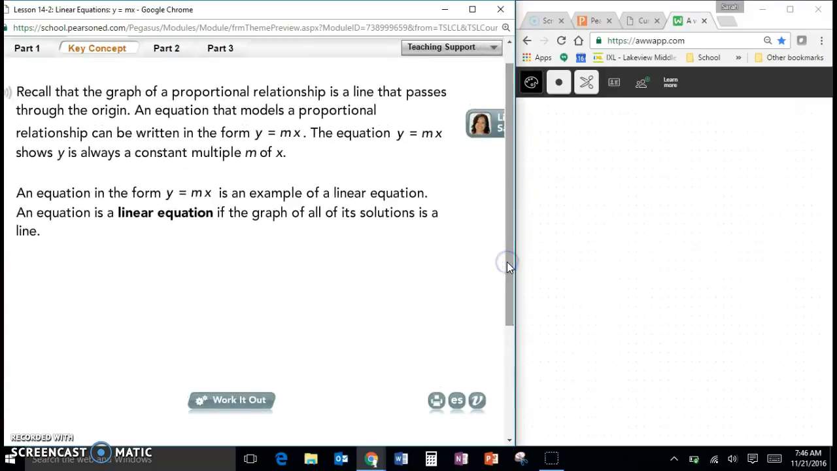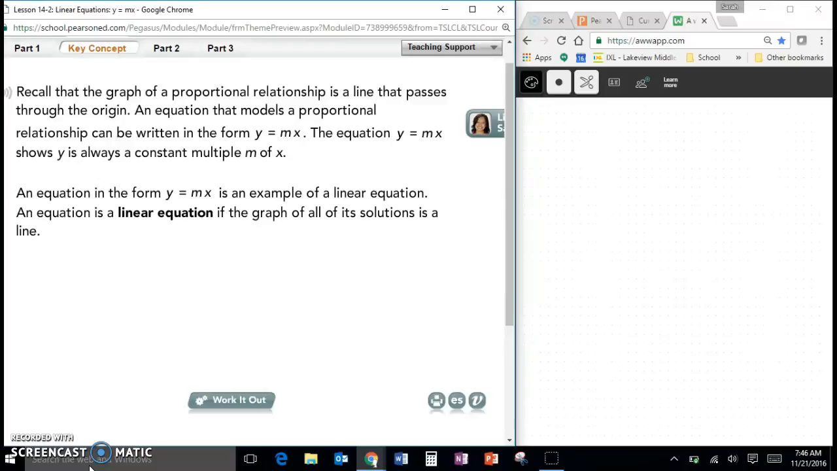Hey guys, let's just take a second and read through this little key concept. It says, recall that the graph of a proportional relationship is a line that passes through the origin. An equation that models a proportional relationship can be written in the form y equals mx. The equation y equals mx shows y is always a constant multiple m of x. An equation in the form y equals mx is an example of a linear equation. An equation is a linear equation if the graph of all of its solutions is a line. So basically something is linear if it graphs a straight line.